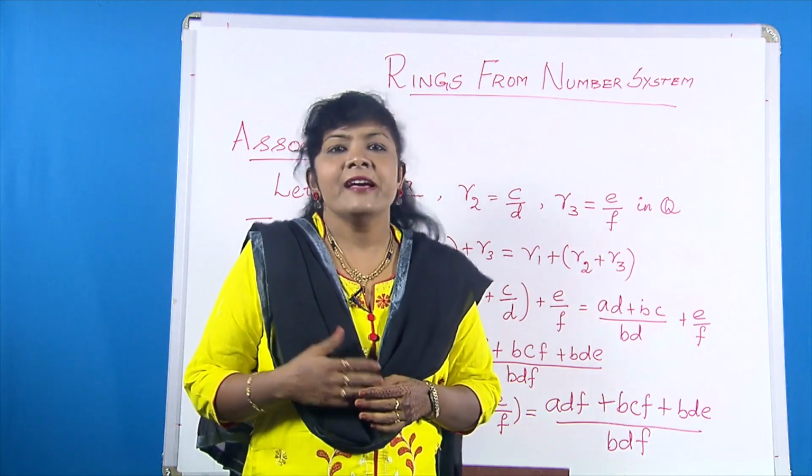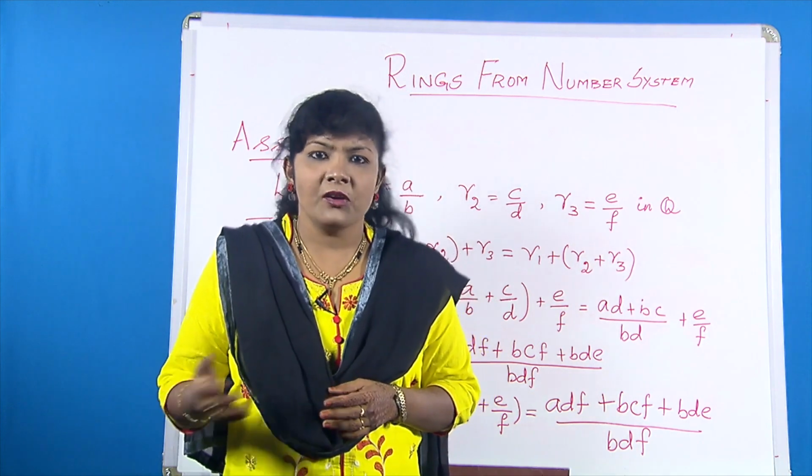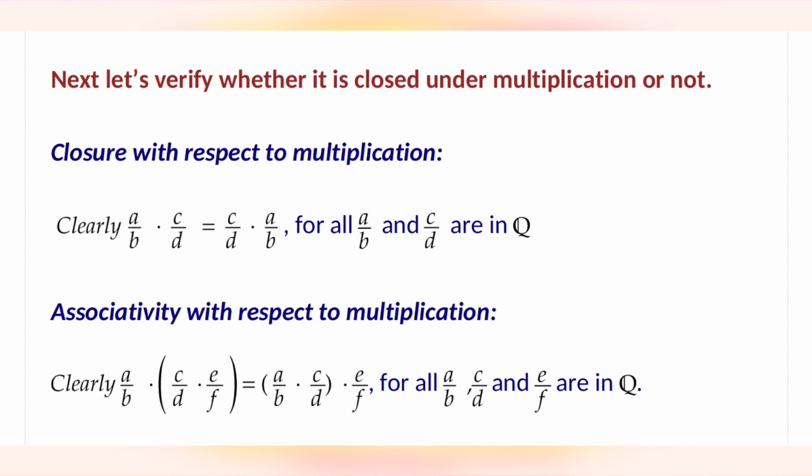Next, let us verify whether it is closed under multiplication or not. Closure with respect to multiplication. Clearly, a/b dot c/d is equal to c/d dot a/b for all a/b and c/d in Q. Associativity with respect to multiplication. Clearly, (a/b dot c/d) dot e/f is equal to a/b dot (c/d dot e/f) for all a/b, c/d and e/f in Q.